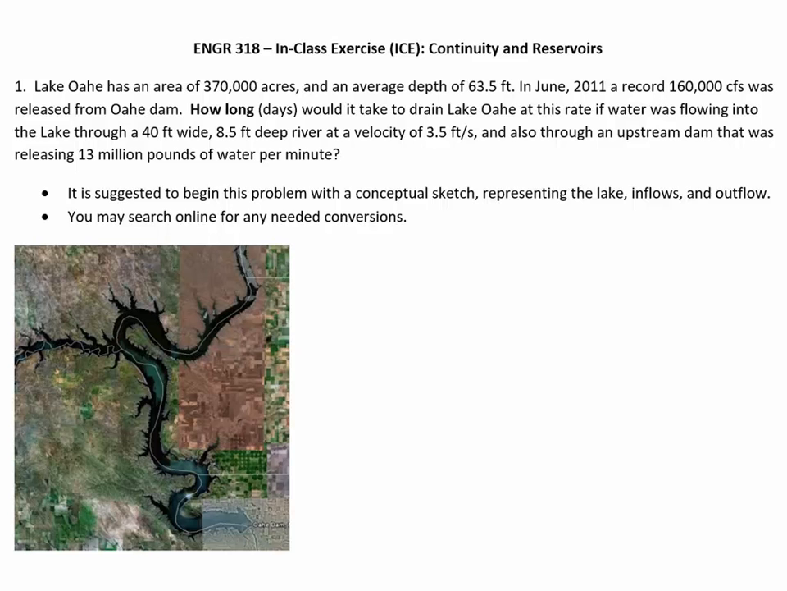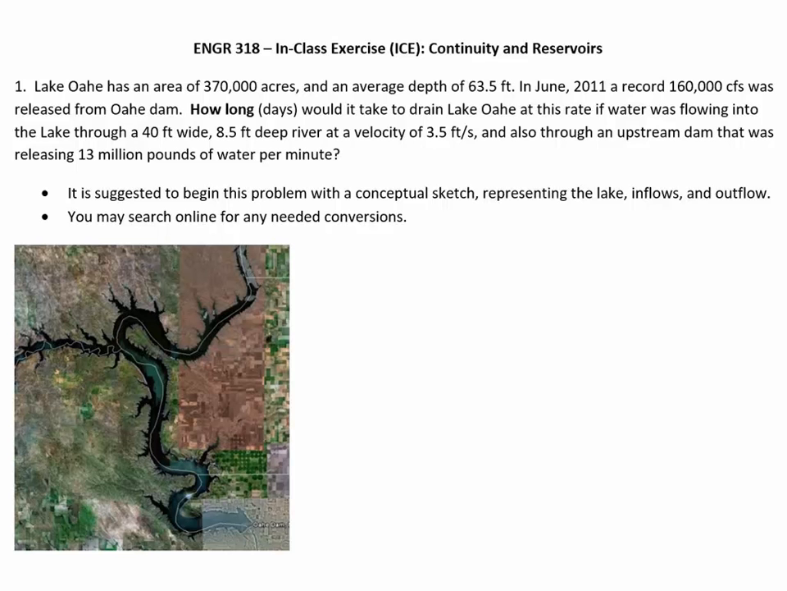So you already know that in 2011 it was 160,000 CFS that was being released from the dam, and that's the combined flow through the overflow spillway and the power plant. So what I'm curious to find out is how long it would take to drain the lake, if we know how much water there is and the rate at which the water is being released.